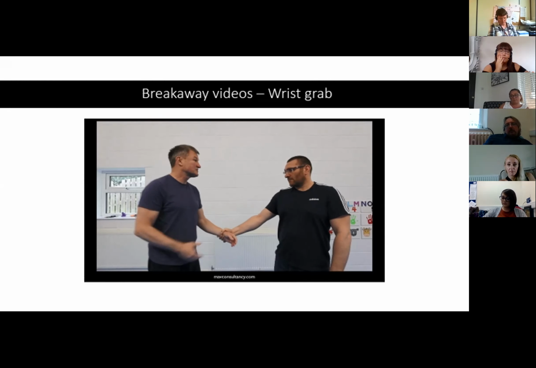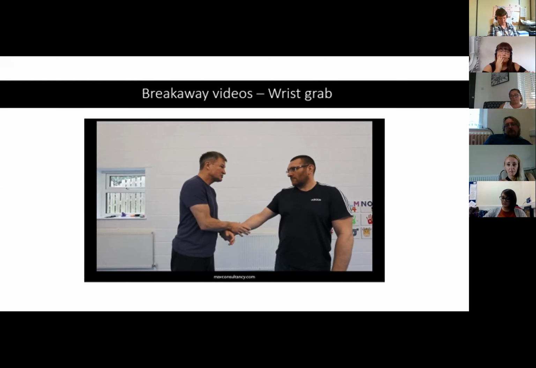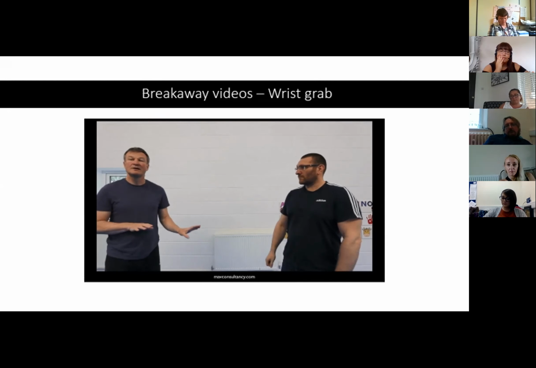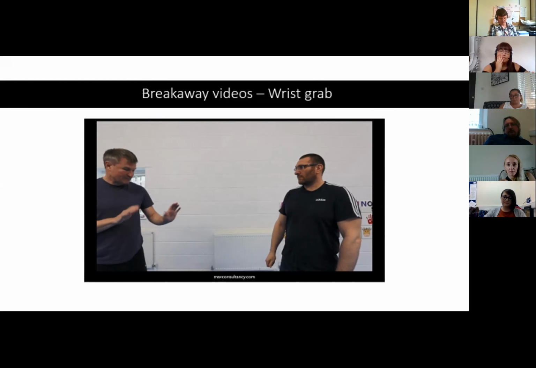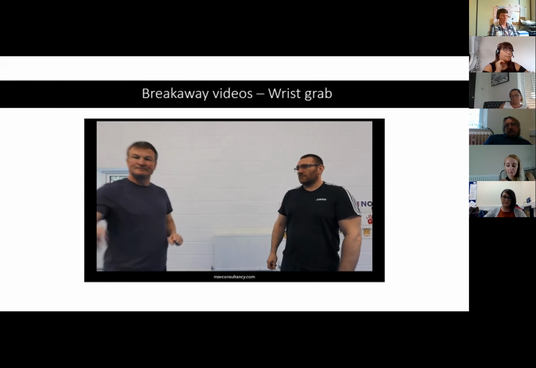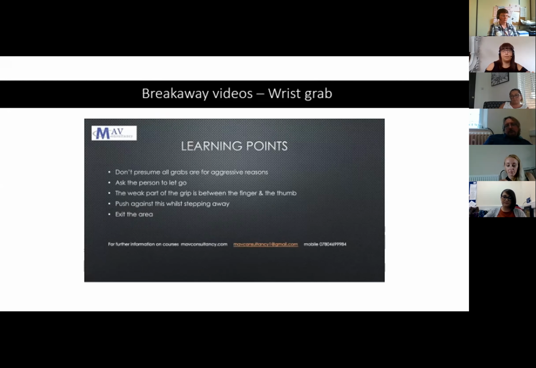So Phil grabs and I just say, "Come on, Phil, don't worry, just let go, please." Just push his arm away and move away nice and gently. I've got my hands here just in case I need to defend. Don't presume that all the grabs are for aggressive reasons. I think he makes a nice point there around someone wanting something from you. Ask the person to let go. The weak part is between the finger and the thumb. Push against it while stepping away, exit the area.